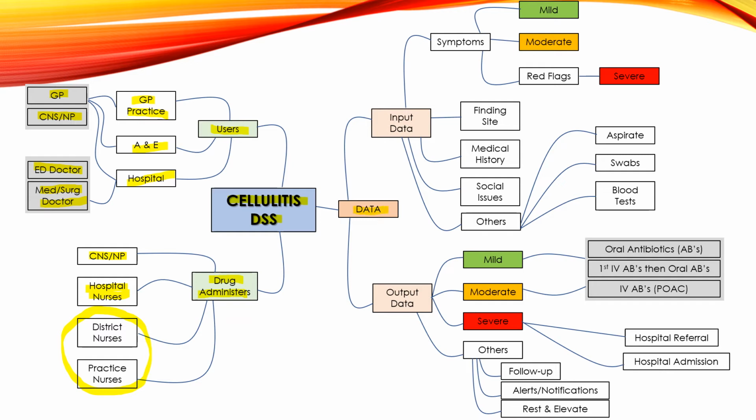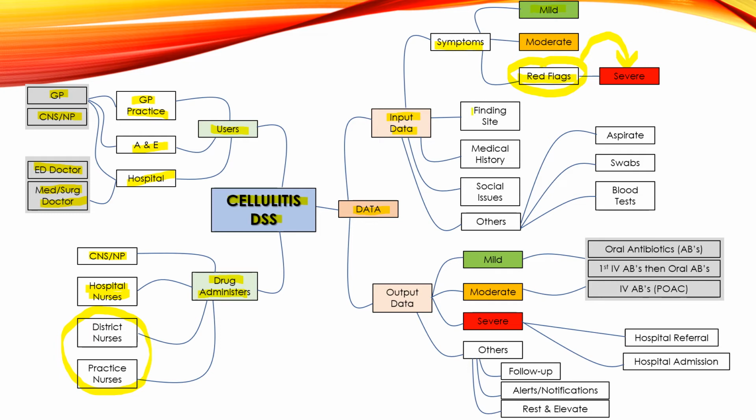So on the right side here, I have data. What are we gonna input in this cellulitis DSS? So our input data would involve symptoms. Patients come in, we ask them why they're here. And for cellulitis, we would be categorizing the symptoms to mild, moderate, and for the severe ones, there would be what we consider red flags. And that would alert the clinician that there's a possibility of a systemic involvement going on.